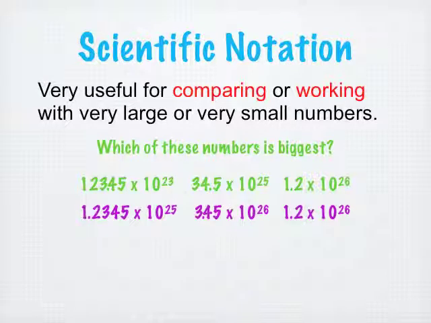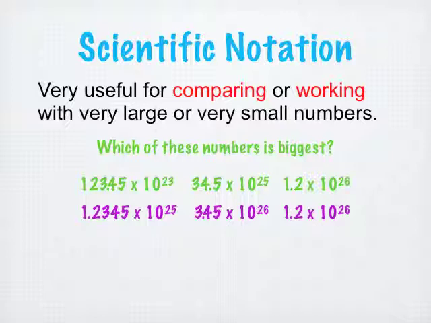Well, let's write them a little bit differently. Let's keep the 1.2 times 10 to the 26th the same. But instead of 34.5, let me write it as 3.45 times 10 to the 26th. It's exactly the same thing.